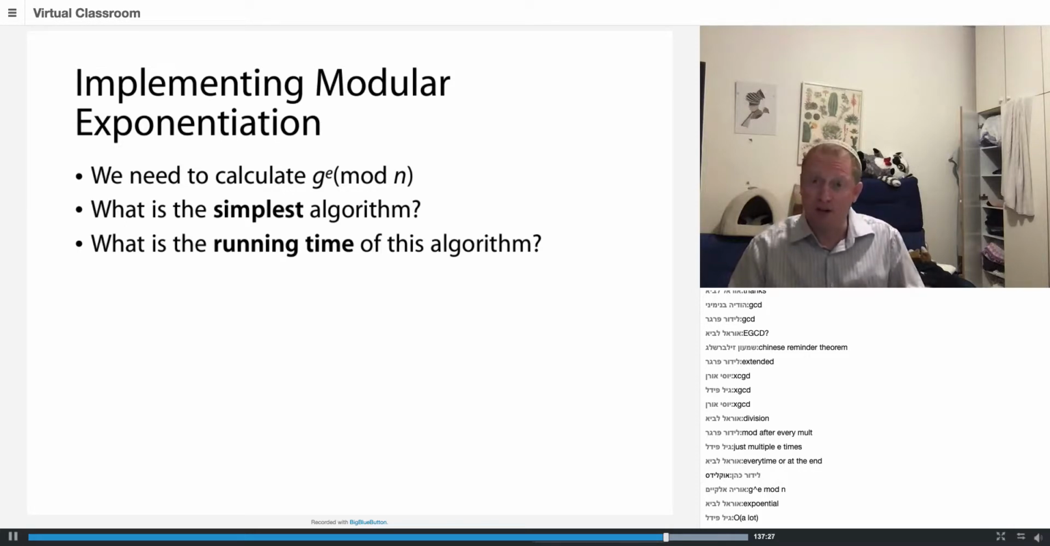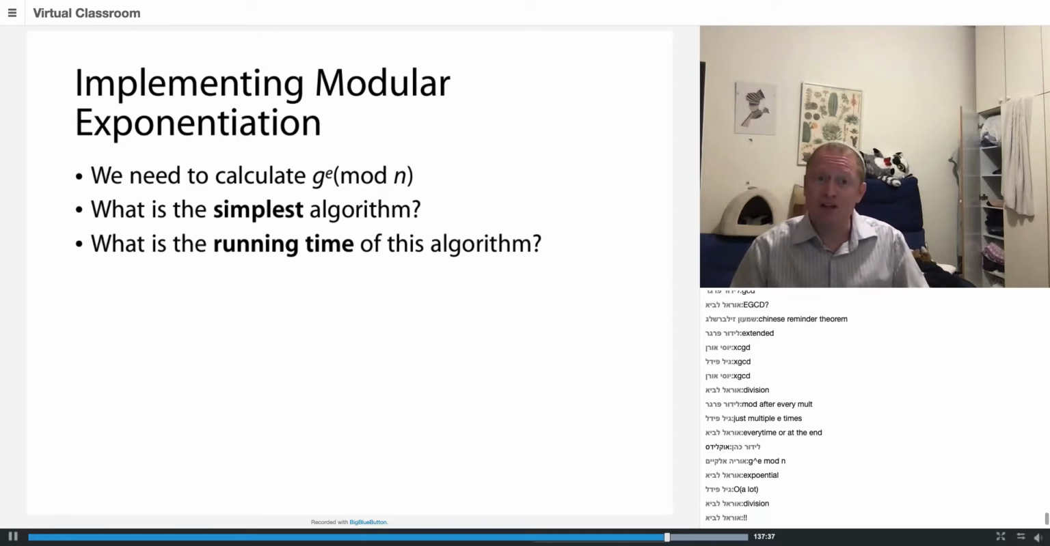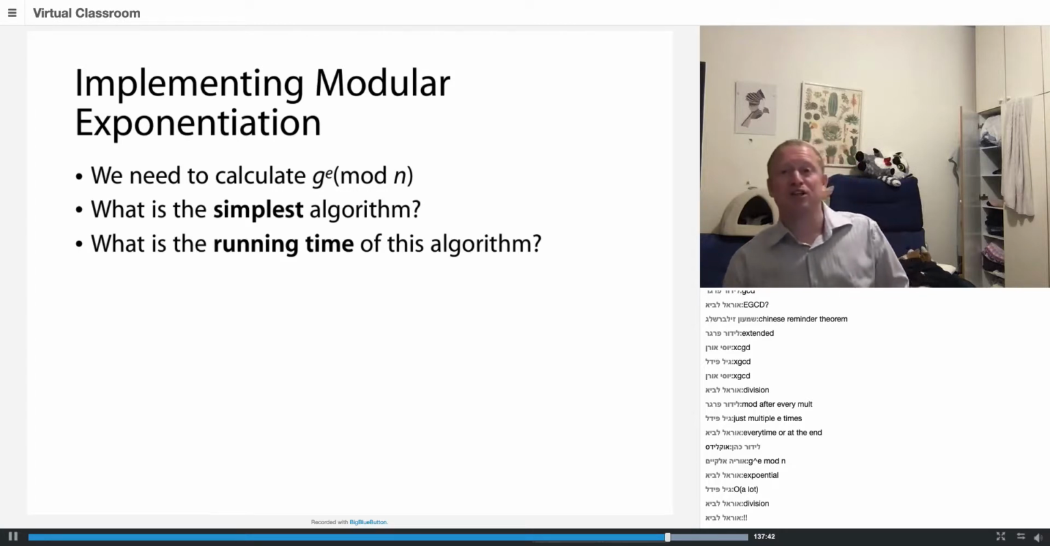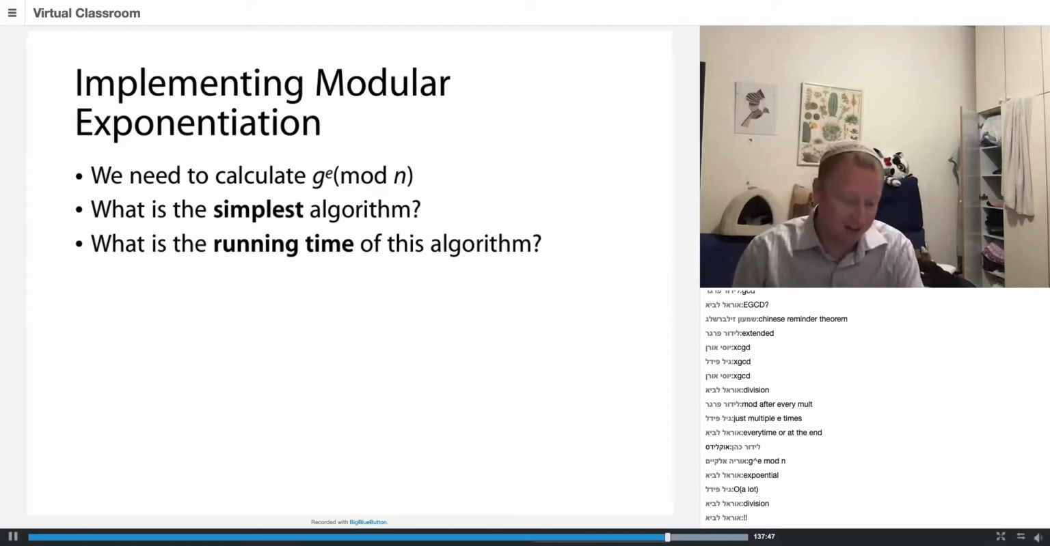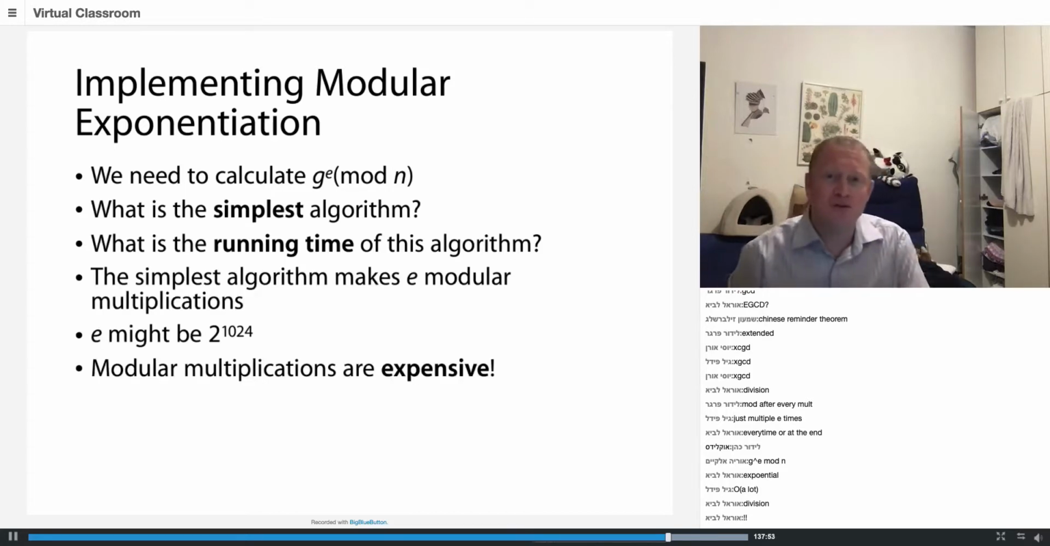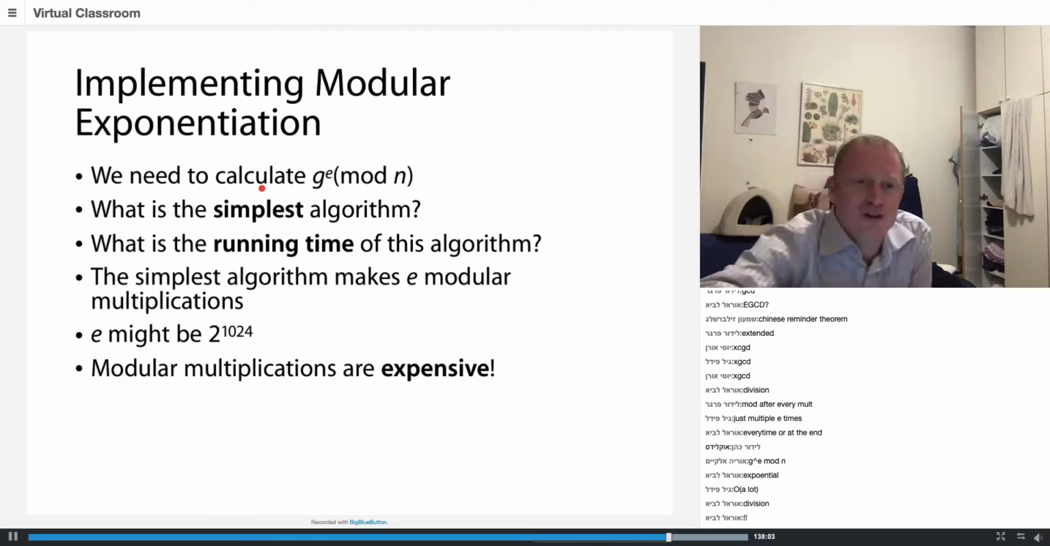And now I must remind you that modular multiplication is not so cheap. Multiplication is cheap. Modular multiplication is as difficult as division. That's correct. Modular multiplication costs as much as division because you have to take the remainder, and to take the remainder, you need to divide. So if you do 2 to the power of 1024 modular multiplications, that's going to be very expensive and it's not reasonable to do. So you're not going to do it 2 to the 1,000 times.